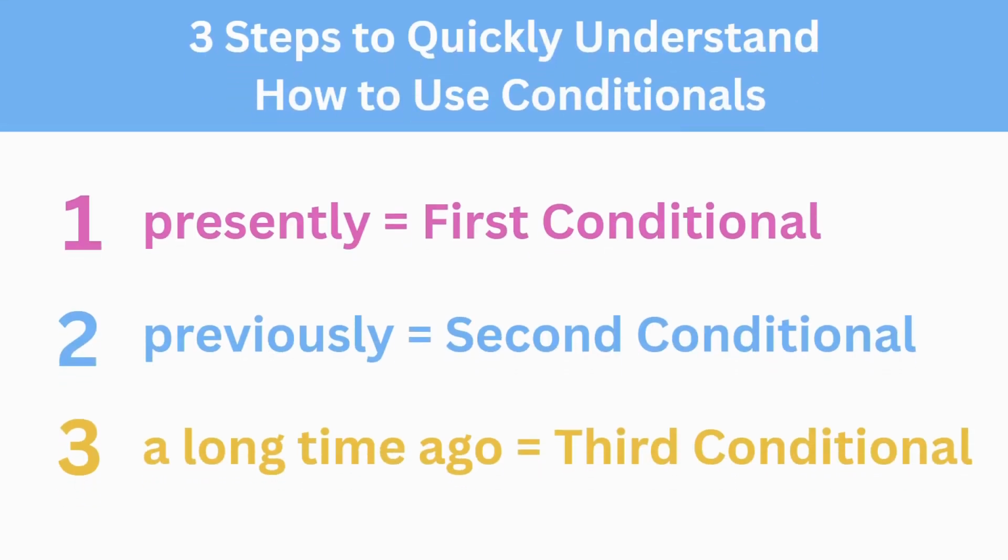Here are 3 quick, easy phrases to understand how to use conditionals. 1. Presently for the first conditional. 2. Previously for the second conditional. And 3. A long time ago for the third conditional.